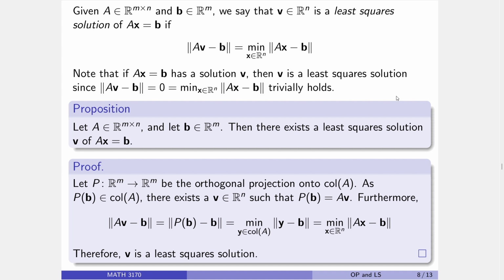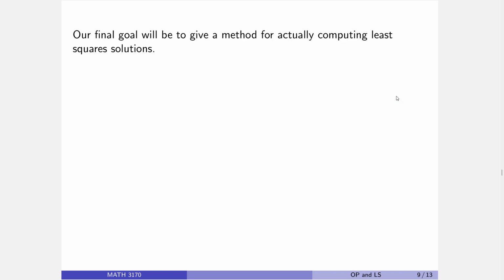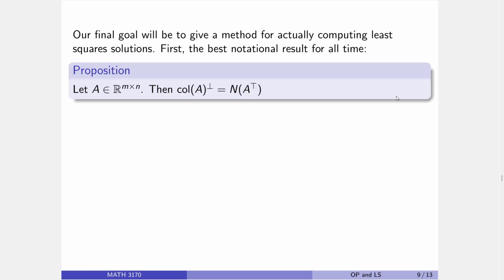Now, we've already seen, though, that computing the orthogonal projection directly is not a great idea. So we want to get a better method for computing it, and it's going to rely on the best notational result of all time. The null space of A transpose is, in fact, the orthogonal complement of the column space. So for the final one of the big four fundamental subspaces, we now have another way of looking at it. It's the orthogonal complement of the column space. Cool.